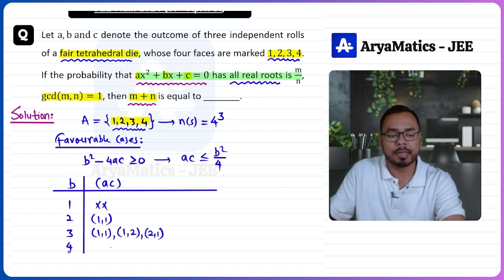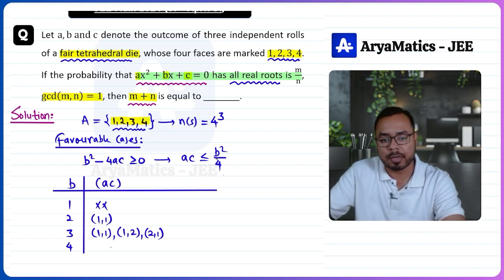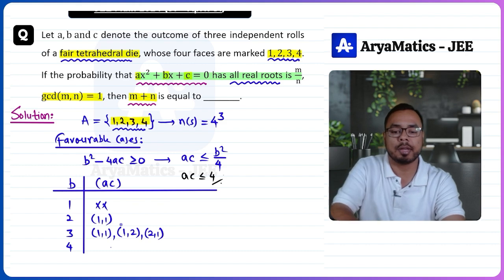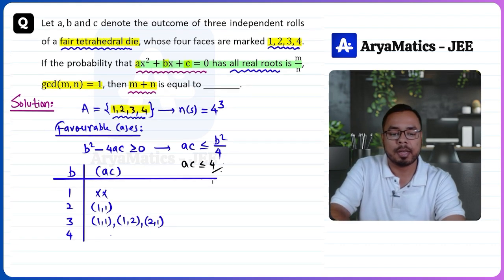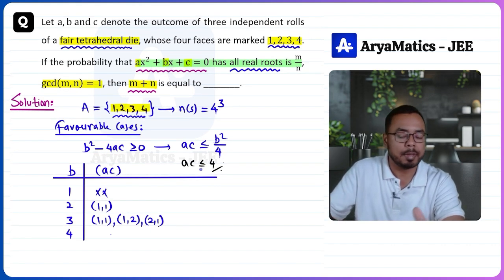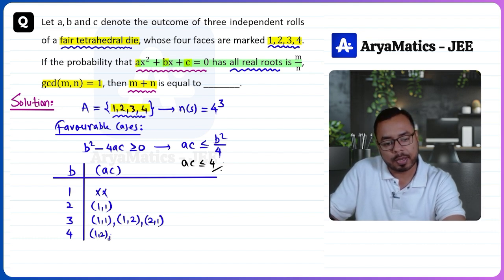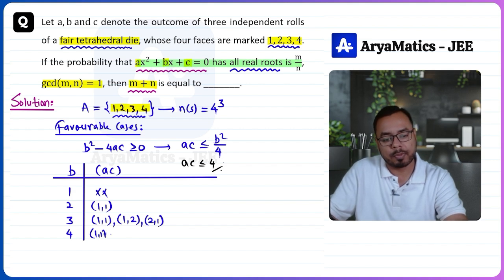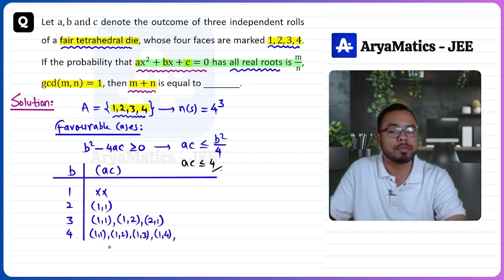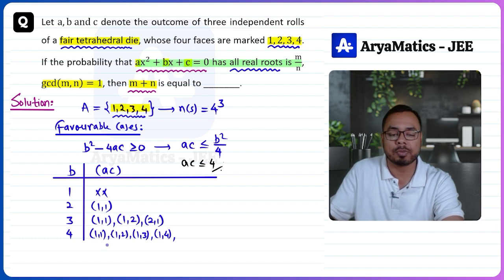And finally, the last case, if B is 4, then if I substitute that value here, A into C should be less than or equal to 4. And now we have to see in how many different ways we can select A and C so that this will be less than or equal to 4. So if I take A as 1, then starting with 1, 1, we can have 1, 2, 1, 3, and then 1, 4. These four cases you can get if A is 1.